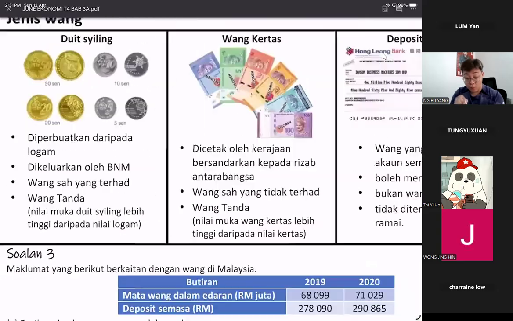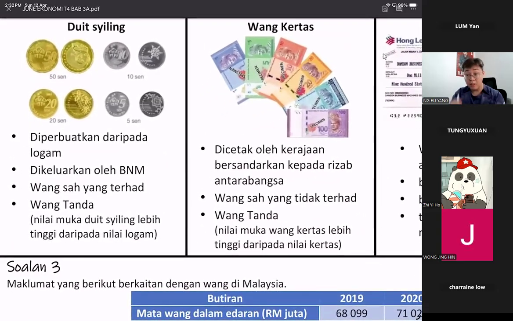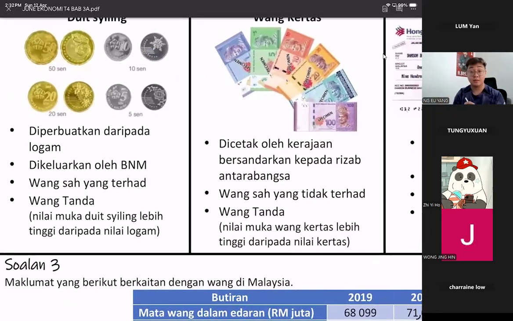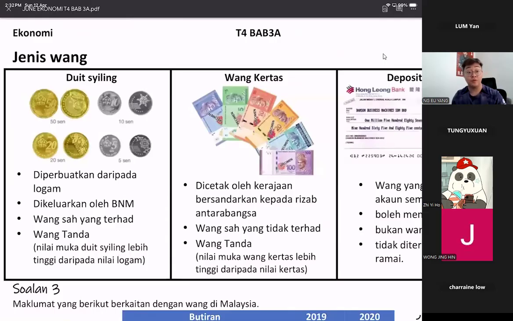Kena? So, dia sharing yang wang kertas ialah wang tanda dengan nilai muka lebih tinggi daripada nilai sebenarnya. So that's the persamaan for tuition and wang kertas. But most likely it's going to test on form 4 only. So be careful, your teacher is going to repeat this exam in your form 5 midterm. Okay, first term or midterm.